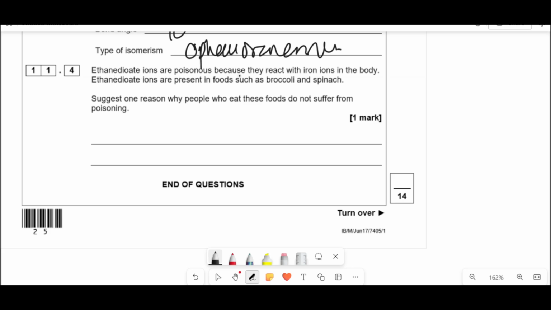Now it says ethanedioate ions are poisonous because they react with iron ions in the body. Ethanedioate ions are present in foods such as broccoli and spinach. So give just one reason why people who do not eat these do not suffer from poisoning. It's that the concentration is low in these foods. That's about it. A lot of people were saying that for some reason it's indigestible or it was firmly chelated to ions, so they're not free to be absorbed. It's literally just that. Come on, it's told you in the question that it's poisonous and it will cause problems when you eat them. So the only reason it wouldn't cause problems is just not enough.